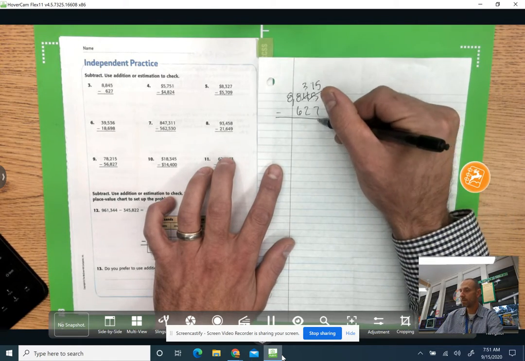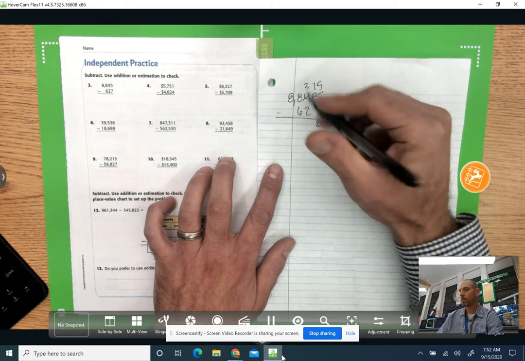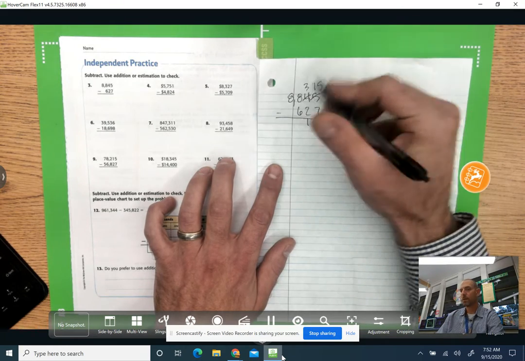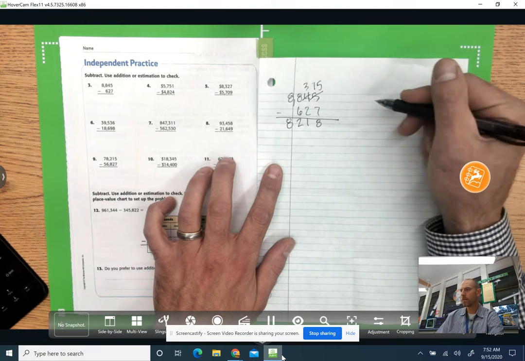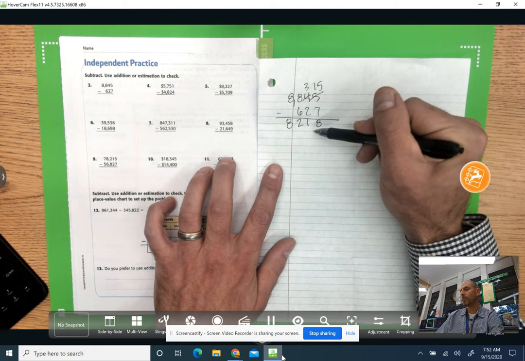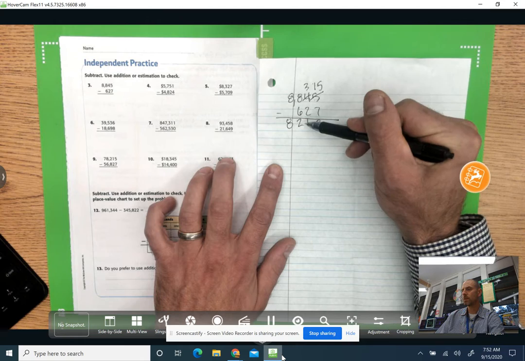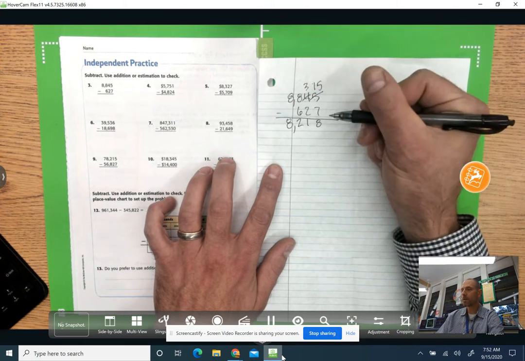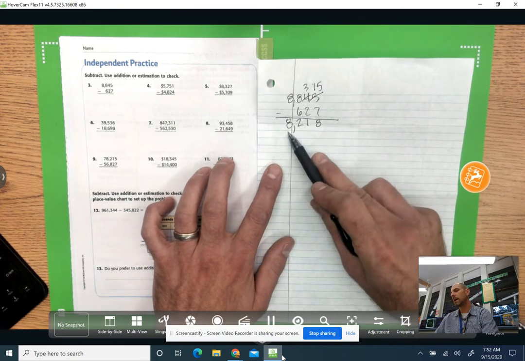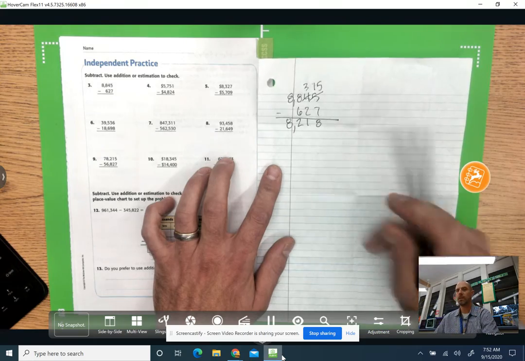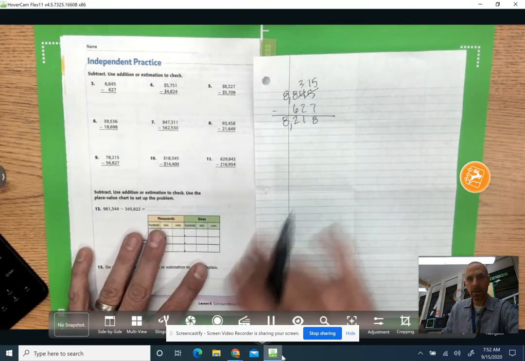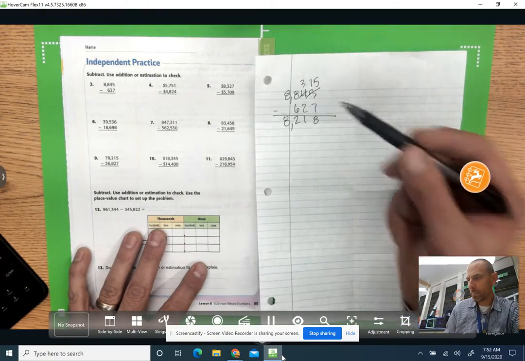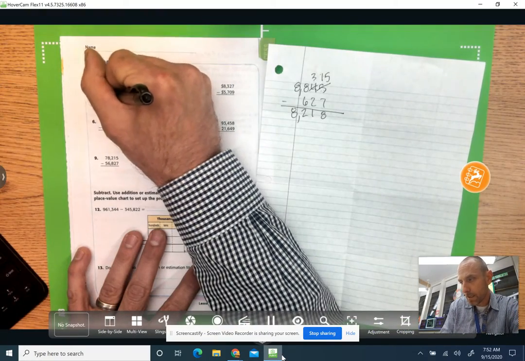15 minus 7 is 8. 3 minus 2 is 1. 8 minus 6 is 2. 8 minus 0 is 8, and the comma goes in between my periods, so ones, tens, hundreds, comma, 1,000s place. 8,218. That was number 3. And then once you've solved it on your graph paper, just go ahead and write your answer on the line.